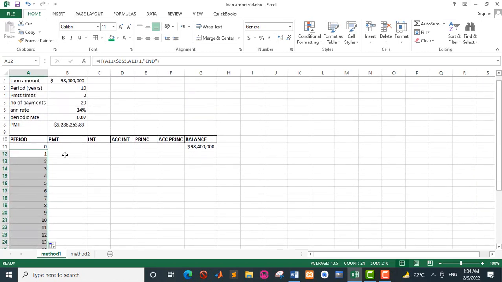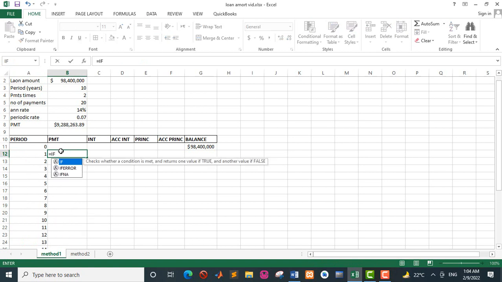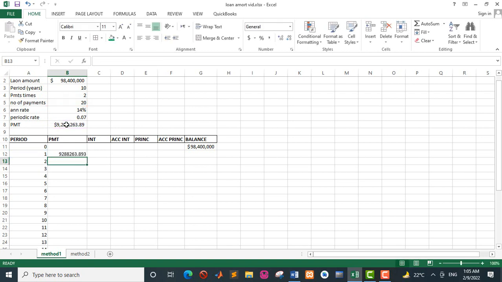Now the next thing we want to do is to reference the payment amount, that is the PMT. We are saying that if the period starting from 1 is less than or equal to 20, we fix. Remember, on this column we have periods from 1 to 20. What should happen? We should reference this figure, that is the PMT, you fix it, else you end the process. So press the enter key and double click.